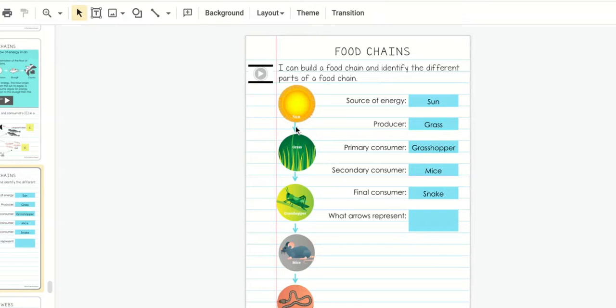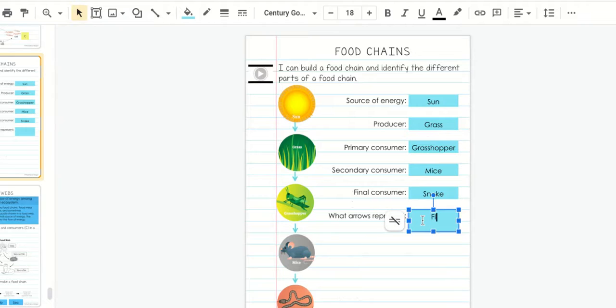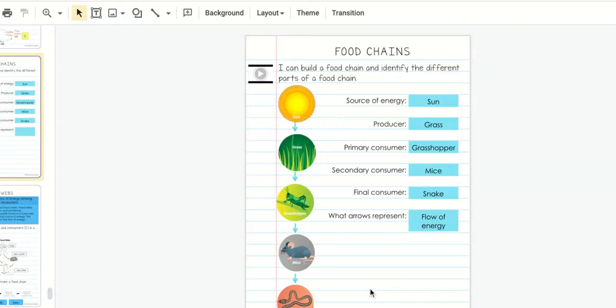And these arrows in our food chain represent the flow of energy. So this arrow from the sun pointing to the grass means that the sun gives energy to the grass. Then the grass gives energy to the grasshopper. Then the grasshopper gives energy to the mouse, and then the mouse gives energy to the snake, all through the process of going from sun to producer through photosynthesis, and then from producer to consumer by just eating it.